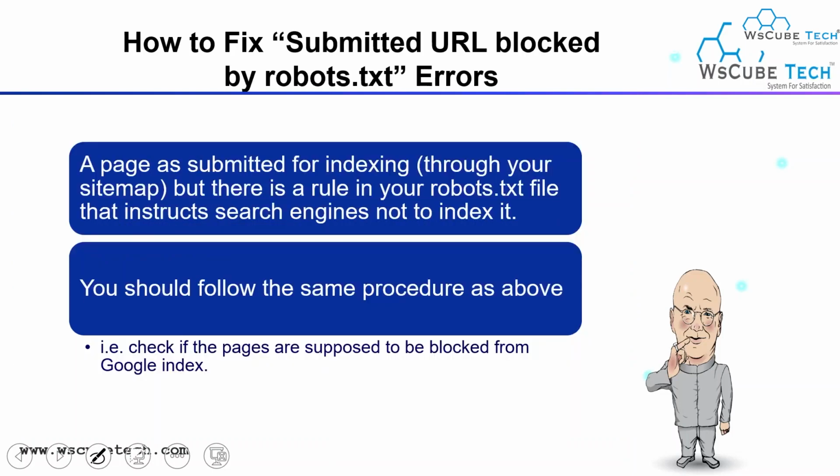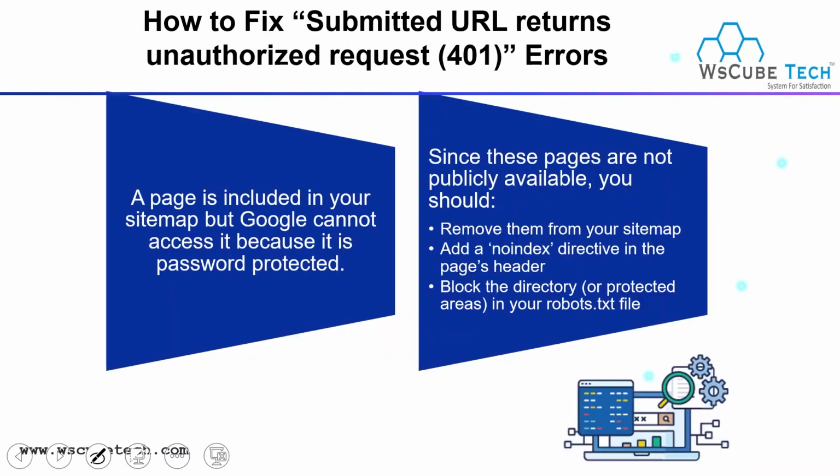Now, how to fix submitted URL blocked by robots.txt. That is, a page was submitted for indexing through the sitemap, but there is a rule in your robots.txt file that instructs search engines not to index it. So you should follow the same procedure. Check if the page is supposed to be blocked from the Google index or not, and if you find the page should not be blocked, then you simply remove that URL from the robots.txt file and again request re-indexing.